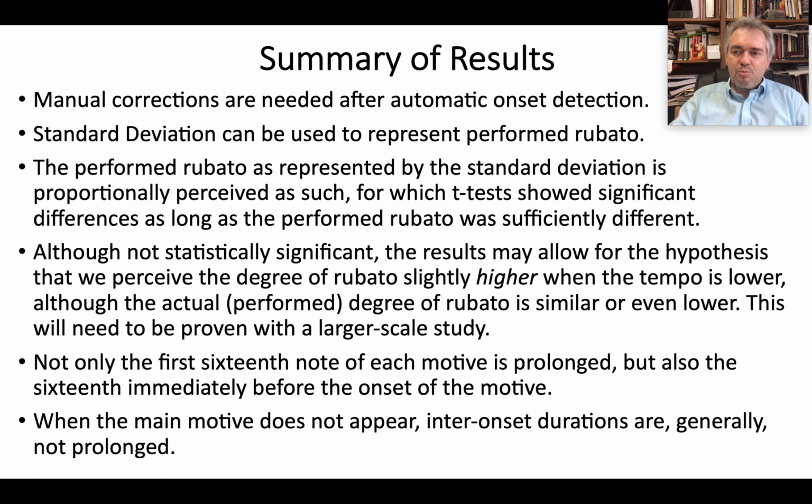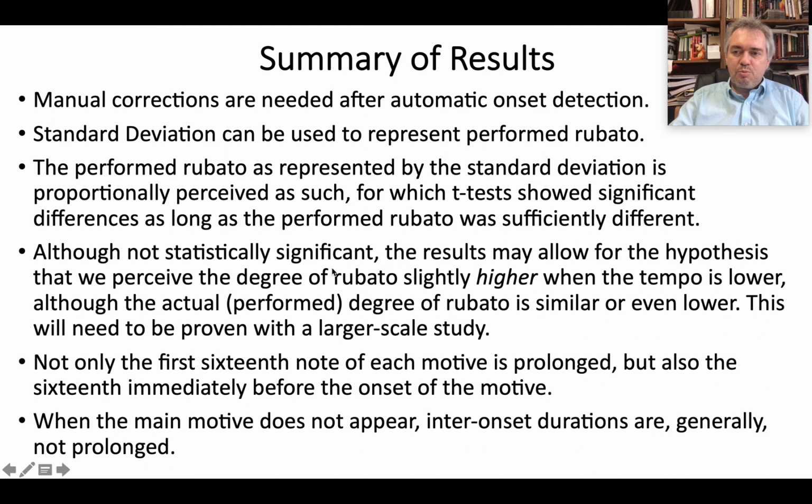Here is a summary of the results. Manual corrections are needed after automatic onset detection. Standard deviation can be used to represent performed rubato. The performed rubato, as represented by the standard deviation, is proportionally perceived as such, for which t-tests showed significant differences as long as the performed rubato was sufficiently different. So the t-test is a significance test that shows how significant the statistical differences are.